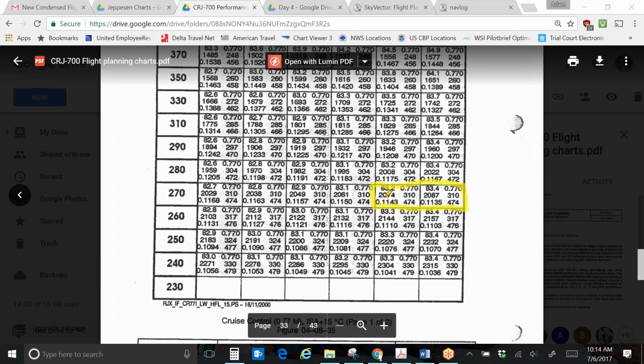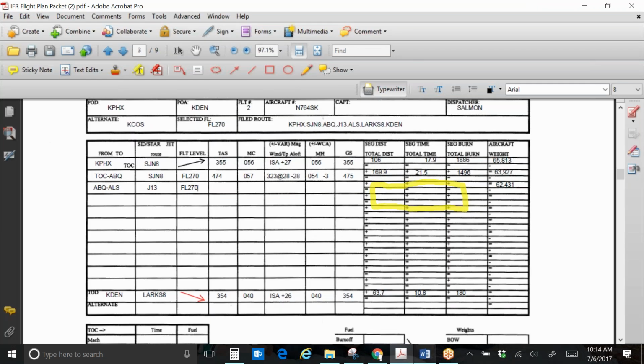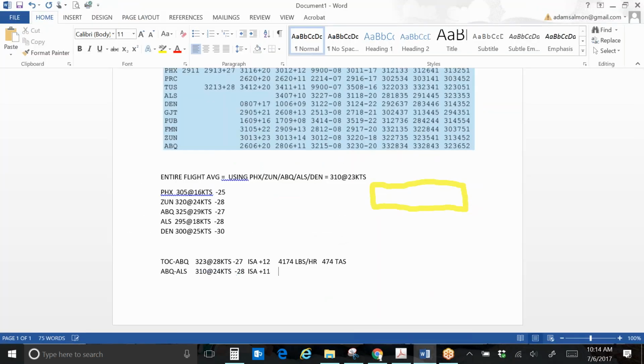Okay, so we just need the two numbers here. We need to average 2074 and 2087. That's going to be 2080.5. Then we're going to times that by 2. That's going to be 4161 for our burn. So 4161 pounds per hour, and our true airspeed is still 474.